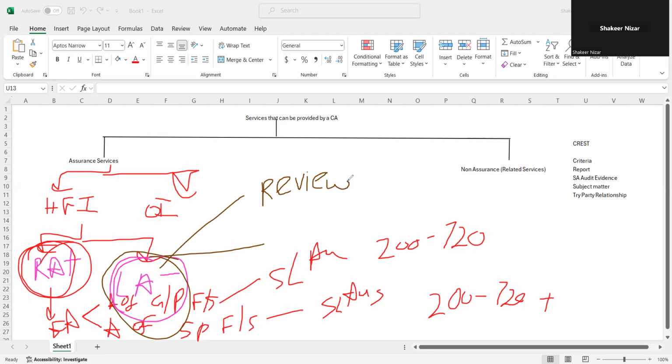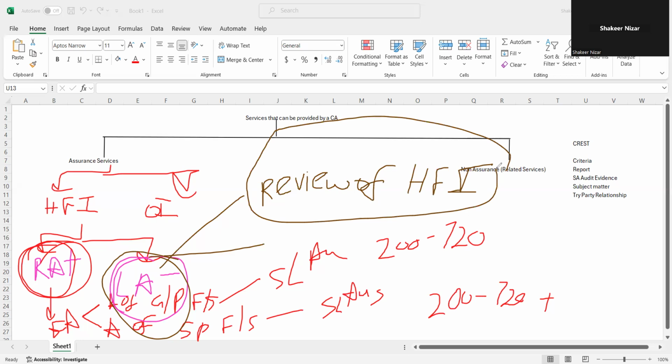I think you are aware. Review of historical financial information cannot be done by the current auditor. The statutory auditor of the company cannot do these kinds of things.